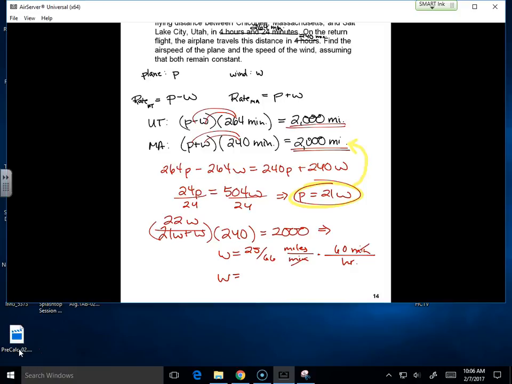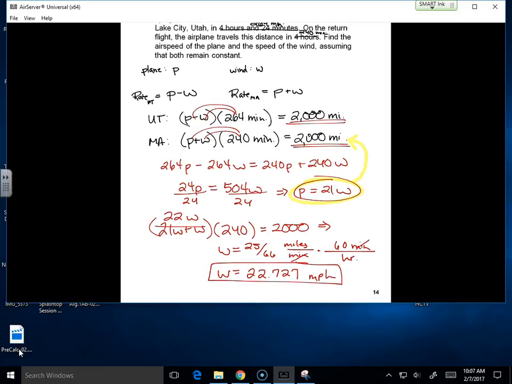Oh, no, sweetheart. That's pretty funny. 25 times 60. That's about right, but then divide it, what do we get? 22.7. Good. 22 point what? 6. .727. All right, and that's in miles per hour. That doesn't sound too crazy. That's kind of a reasonable wind speed, right?